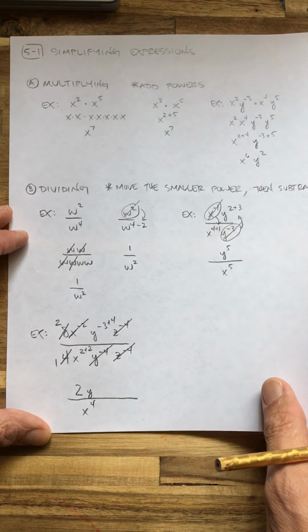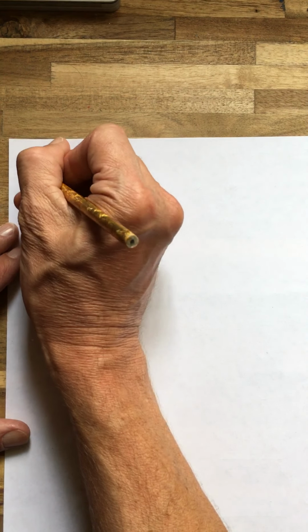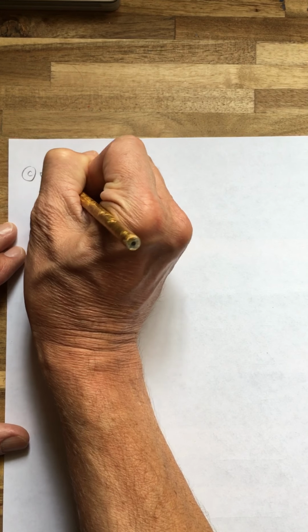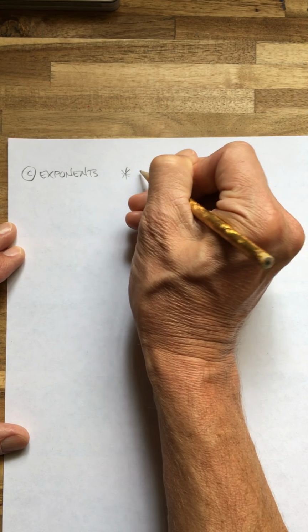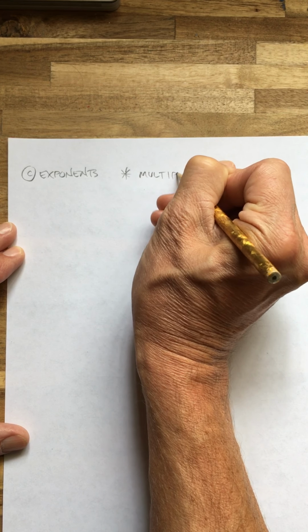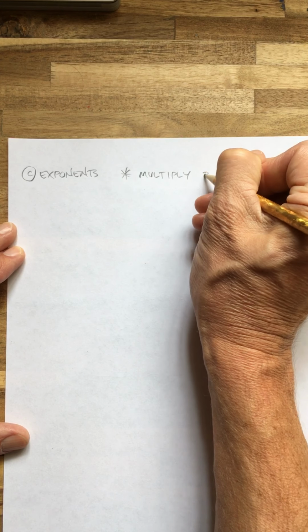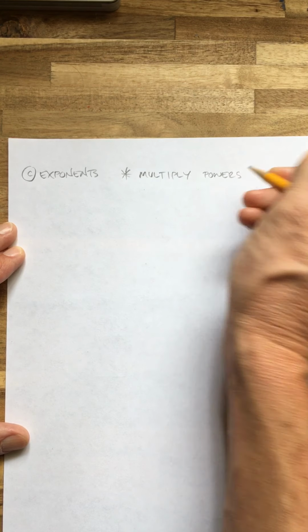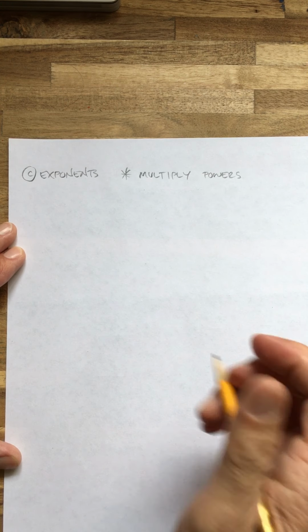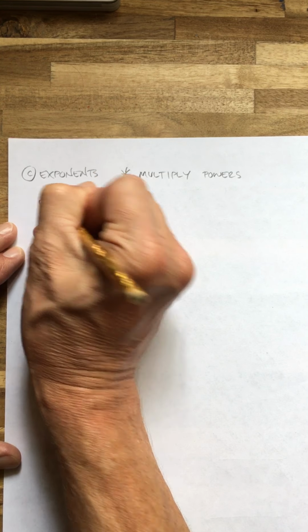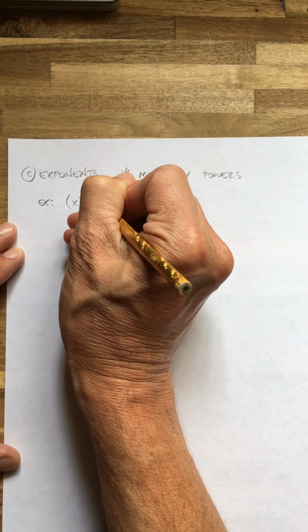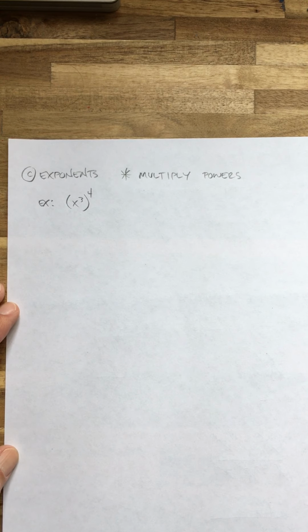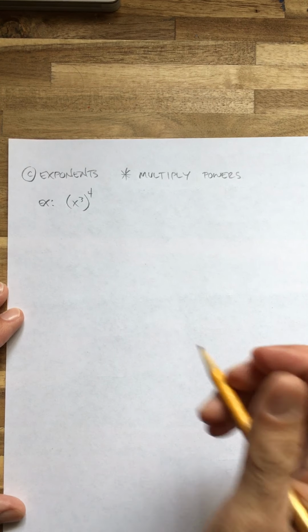Okay, and let's do one more example of exponents. Okay, so let's do part C, exponents. And what we're going to do here is multiply the powers. All right. Here's our first example. We have x cubed to the power of 4. Okay, and watch what happens.